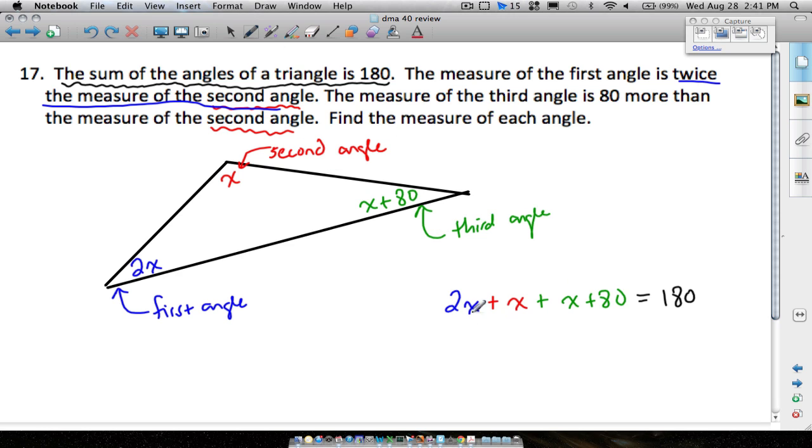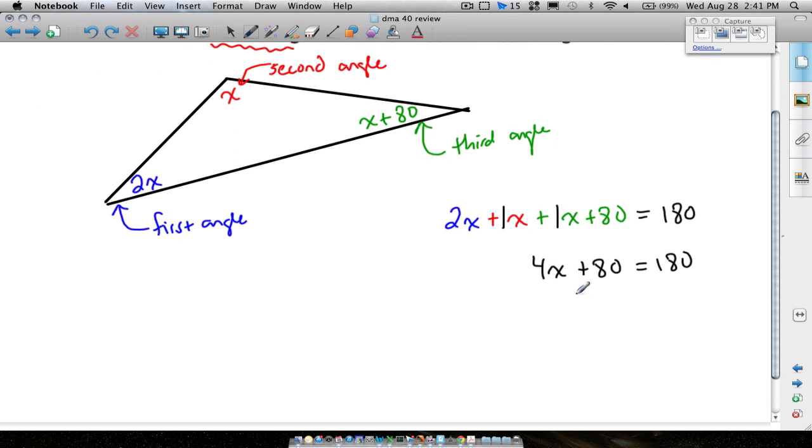Let's combine like terms. 2x plus 1x plus 1x, that's 2, 3, 4x. Bring down your plus 80, and this is equal to 180. And solving this equation, we can subtract the 80 from both sides. The 80s cancel out. We have 4x is equal to 100, and then divide both sides by 4. That gives you x is equal to 25.